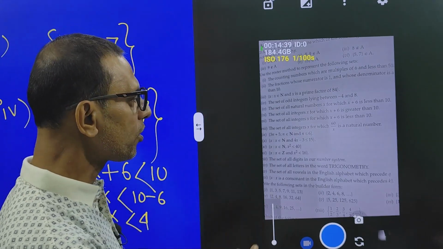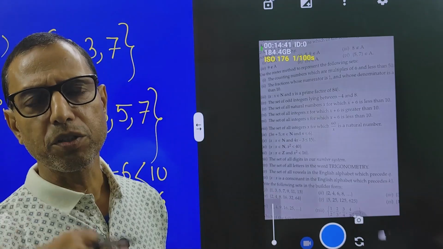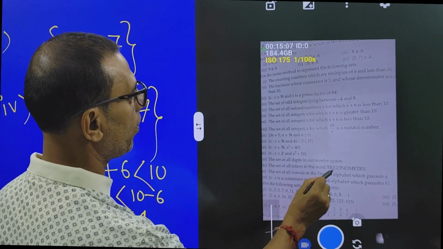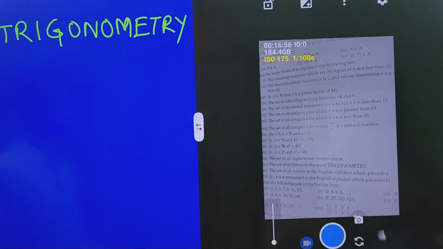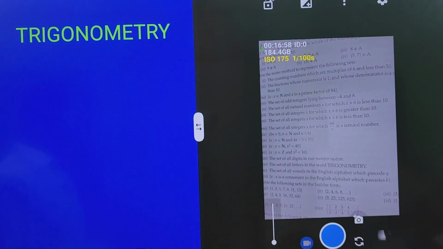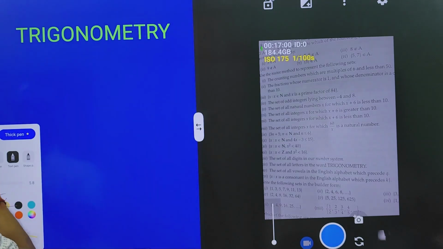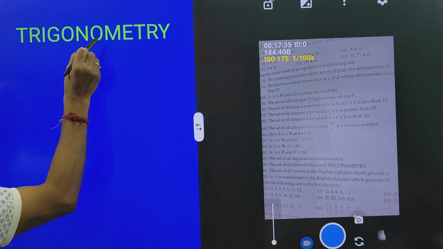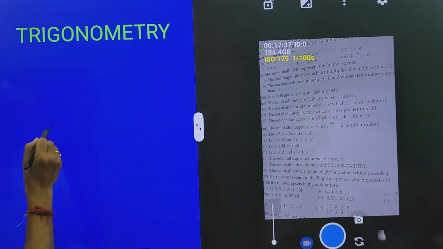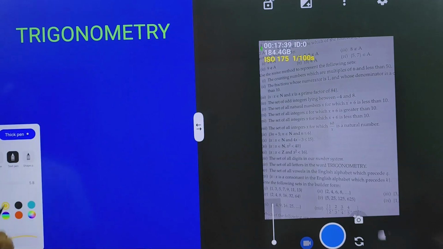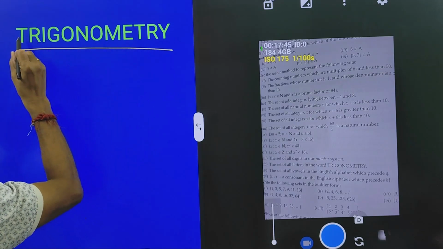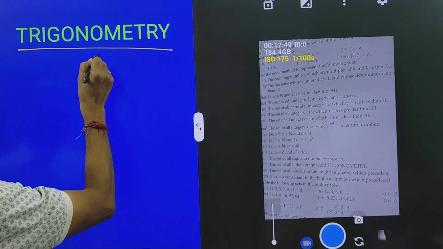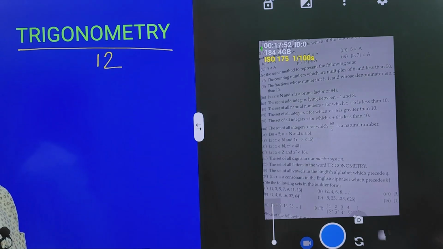And sometimes it will be given in the roster form and you need to convert into set builder or rule method. A set of all letters in the word trigonometry, right? So I will take all the letters once only within the set. So what will be the set? Trigonometry: how many letters are there? We can see here you have a total of 1 2 3 4 5 6 7 8 9 10 11 12. There are 12 letters. But in the set, how many letters will be there?